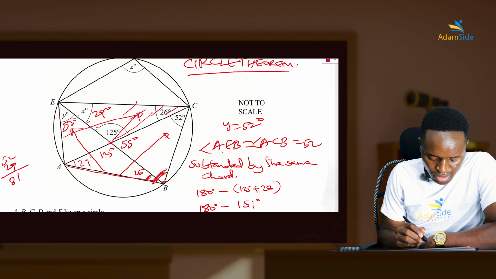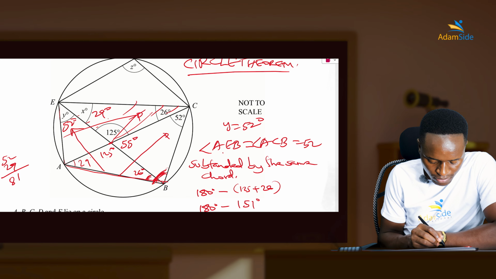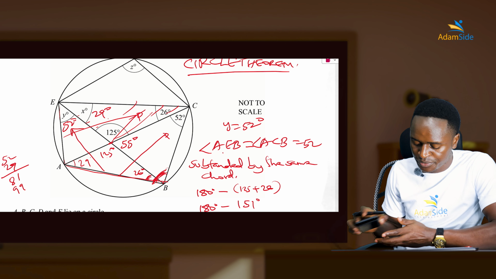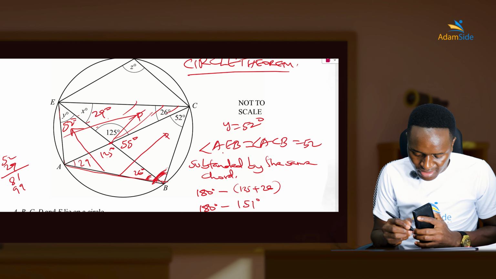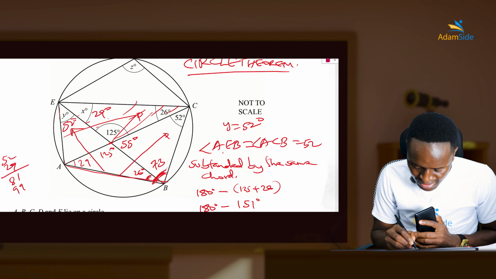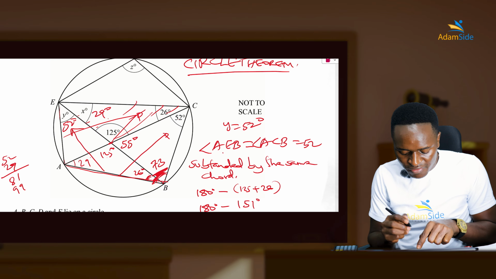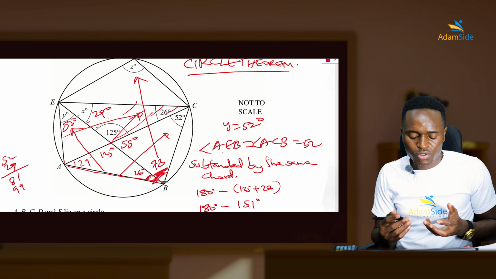If it's 81, minus 180, that means it's 99. So 99 minus 26, you will get 73. So this angle only is 73 degrees. Therefore, this angle 73 and this one, they are opposite to each other.